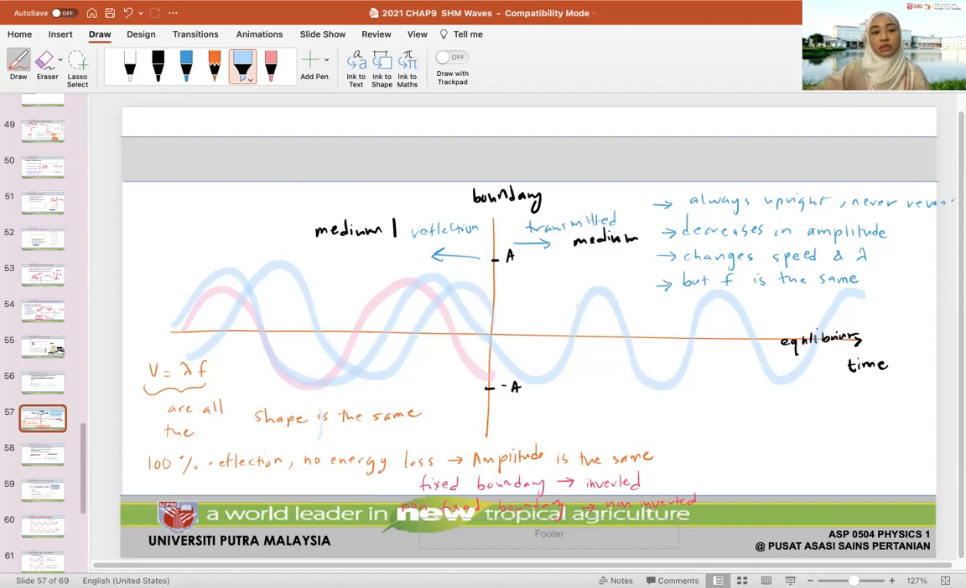Yang tu je lah. Properties tu je. You just have to remember the properties. Okay. And also inverted berlaku bila, non-inverted berlaku bila, stuff like that.